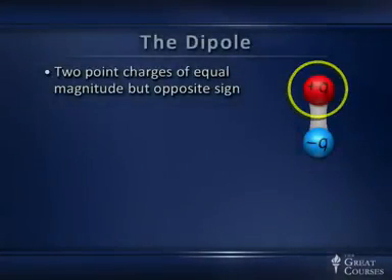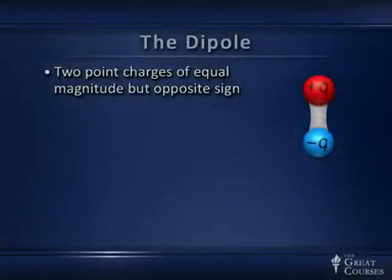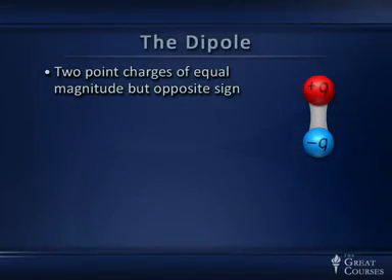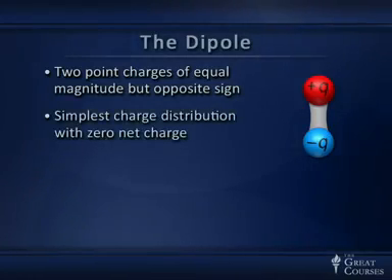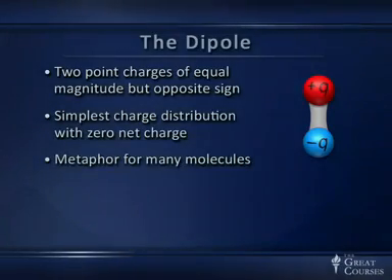A positive charge and a negative charge stuck together somehow on the end of a stick. Never mind how they're stuck there. You could actually make one that way by sticking positive and negative charges on a stick, but nature has a way of making dipoles. It's the simplest charge distribution that has no net charge. And most importantly, it's a metaphor for many molecules. When chemistry students ask me, why do I have to take electromagnetism? Well, the answer is because all the molecules they're working with, or most of them, are essentially electric dipoles.